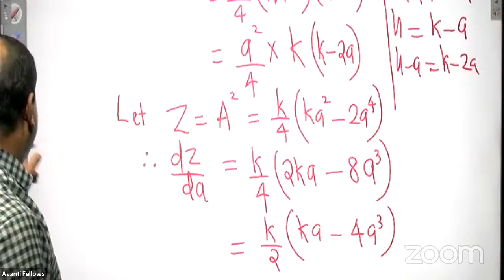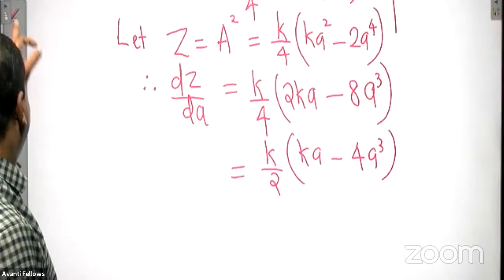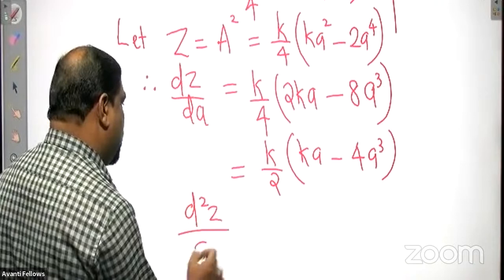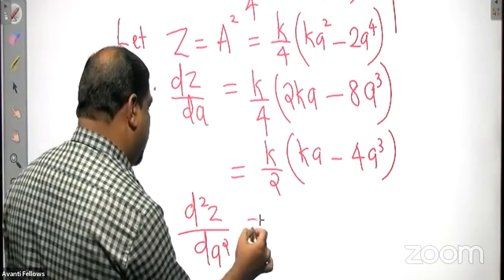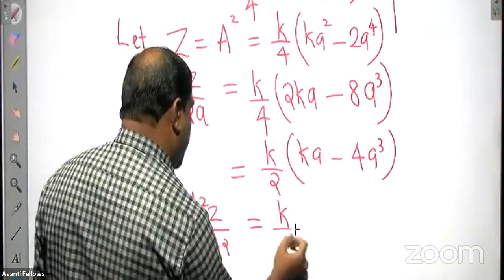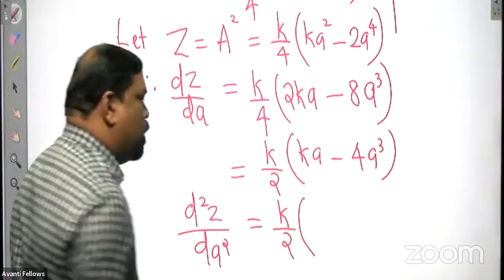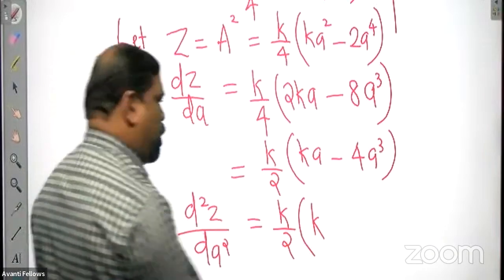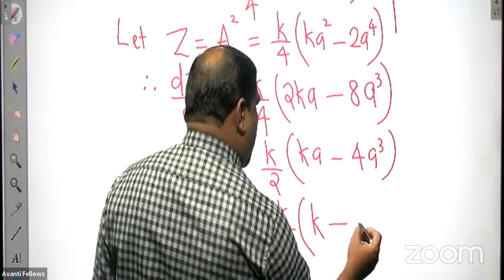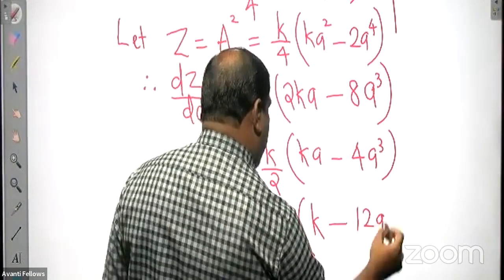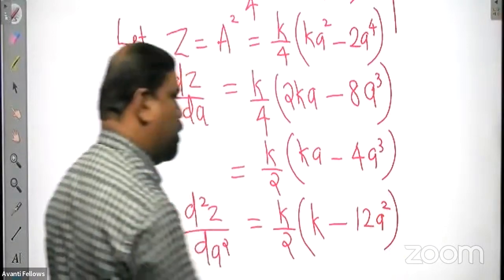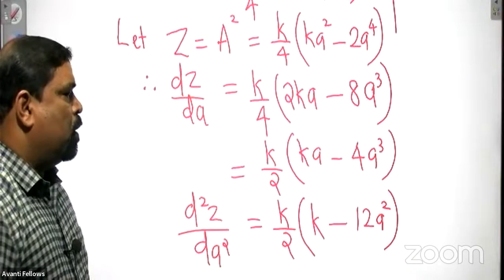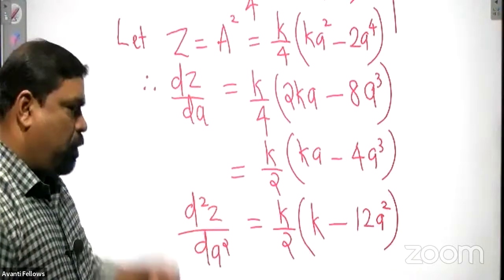Okay, let us find the second derivative also. What is the second derivative? D square z by dA square. So k by 2 into derivative of ka means k, minus 12 s square. Derivative of a cube is 3s square. So this is the second derivative.